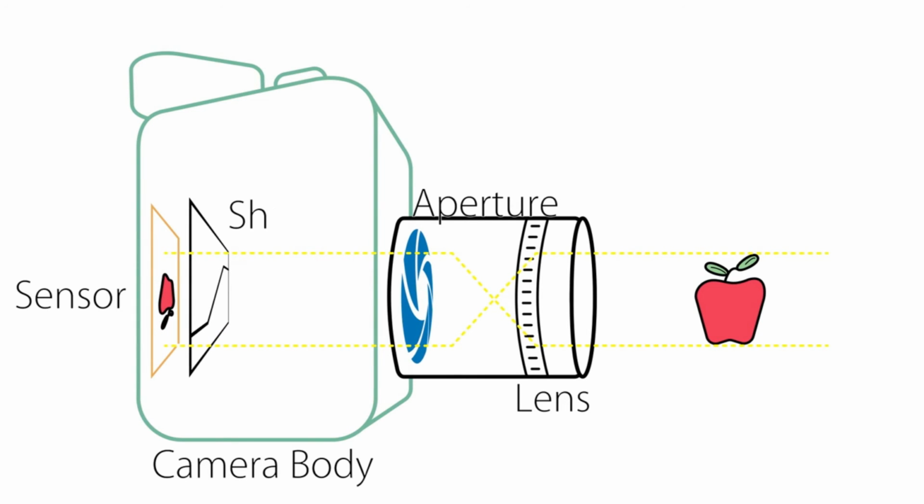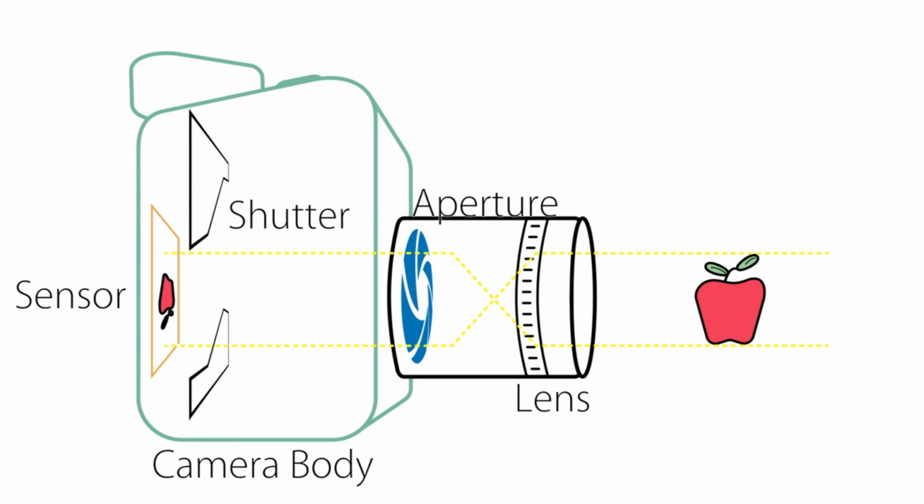The final piece is the shutter, which is a fast-moving mechanical curtain that completely blocks lights coming from the lens to the sensor. The shutter can open rapidly to allow light to hit the sensor for the desired amount of time. These mechanical pieces work together to create a proper image.